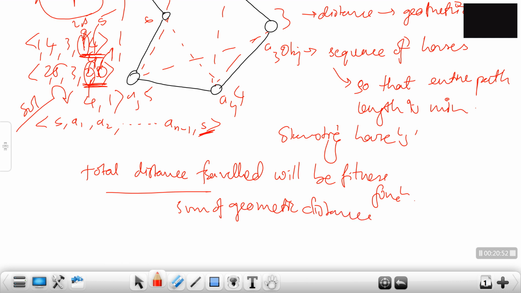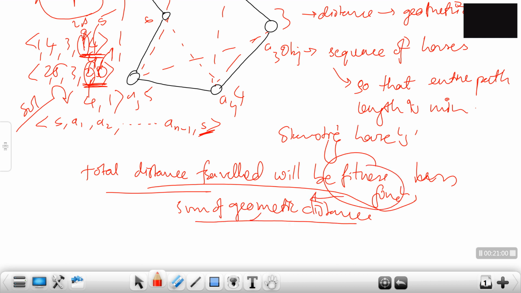You have to take the whole thing because we want to get the least. The final value should be less. So the fitness function would be the sum of geometric distances between the nodes. Total distance traveled, that is, the sum of geometric distances, will be the fitness function in this case. So this is how you use the genetic algorithm in the whole traveling salesman problem, and you get the answer.